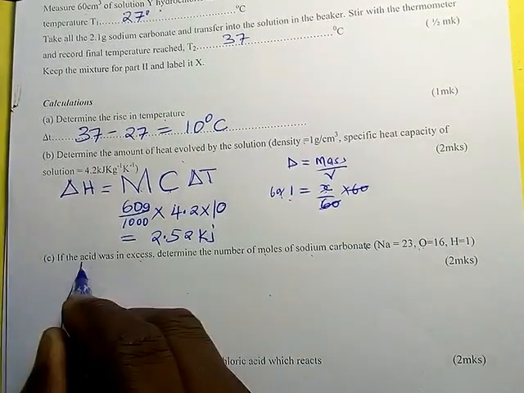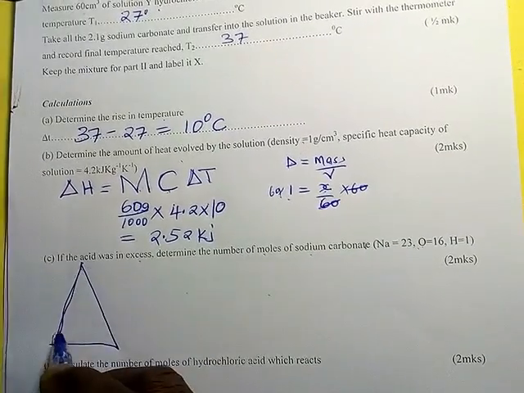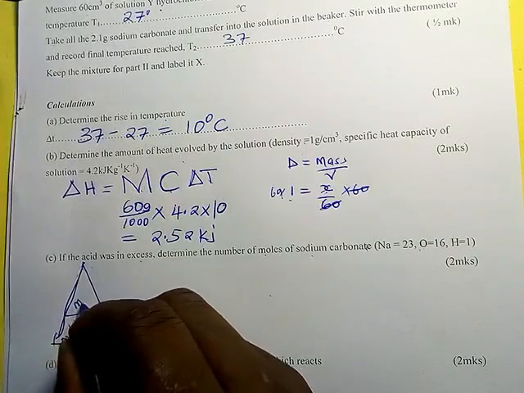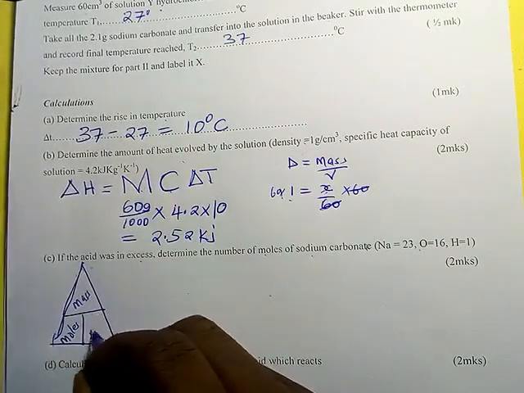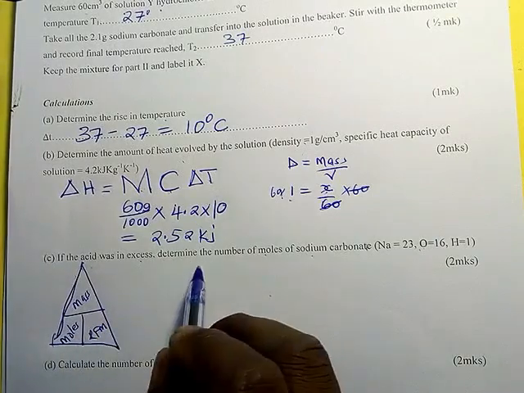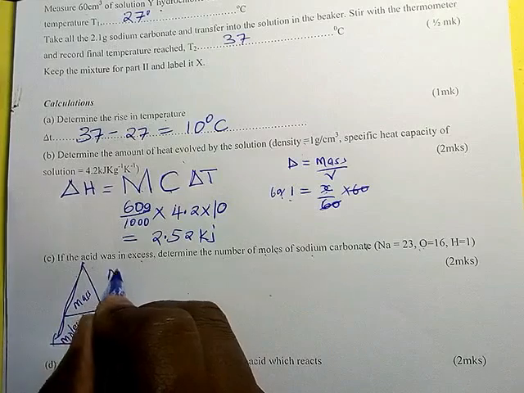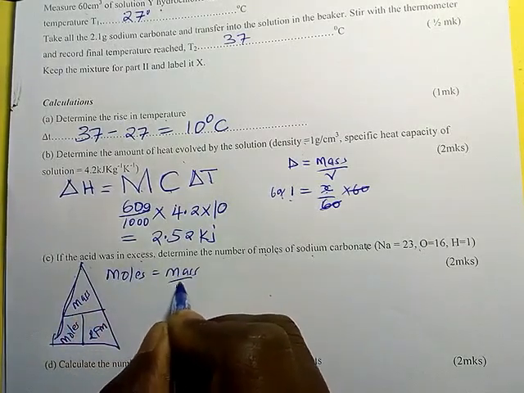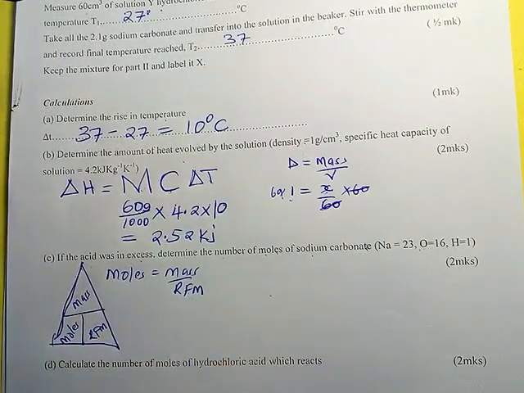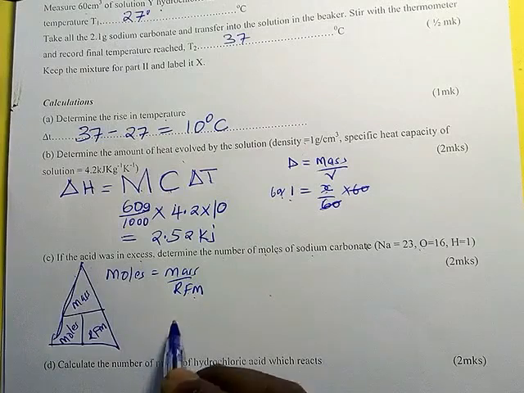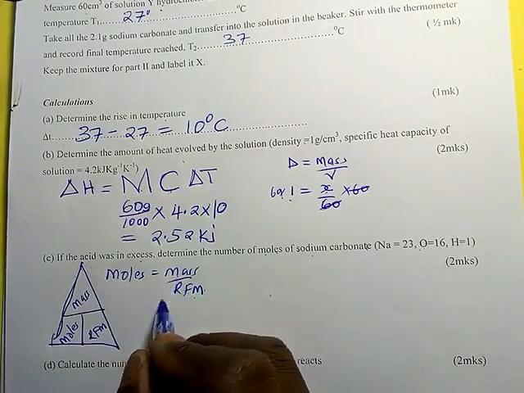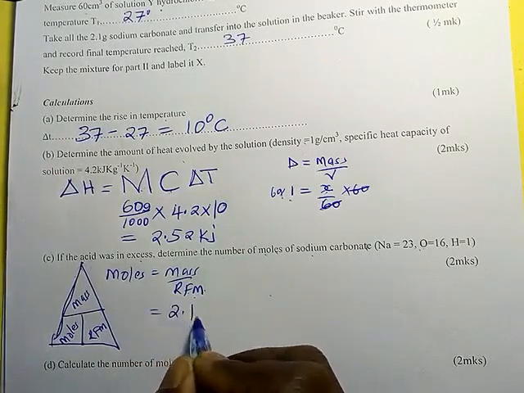But we know that moles, mass, RFM. Now we want to determine number of moles. Moles equal to mass over RFM. RFM is equal to molar mass. Therefore, the mass is 2.1 grams that was used.